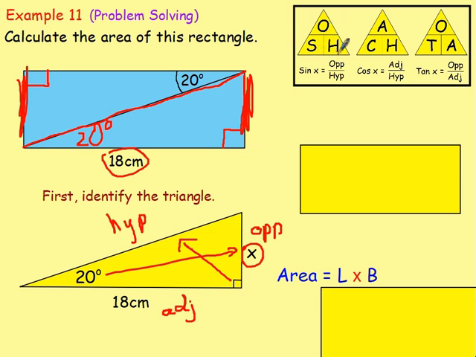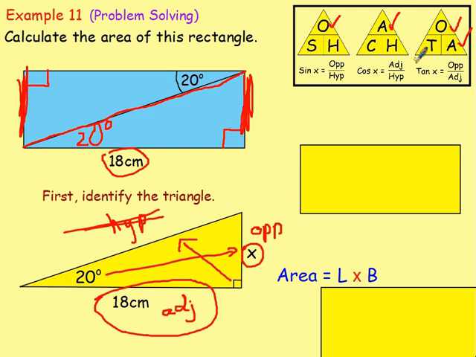Write down SOHCAHTOA as 3 mini triangles, and think about what it is you know or what it is you want to find. Because we know the adjacent is 18 centimeters, we can tick the A for adjacent. We want to find the opposite, that's where X is, so we definitely need the opposite. So we can tick O for opposite. And you'll notice the hypotenuse, we don't know that length, and we also don't want to find that length. So we ignore the hypotenuse. We do not want it.